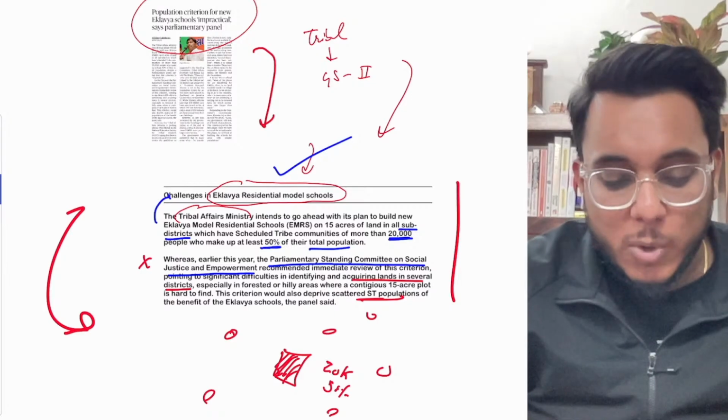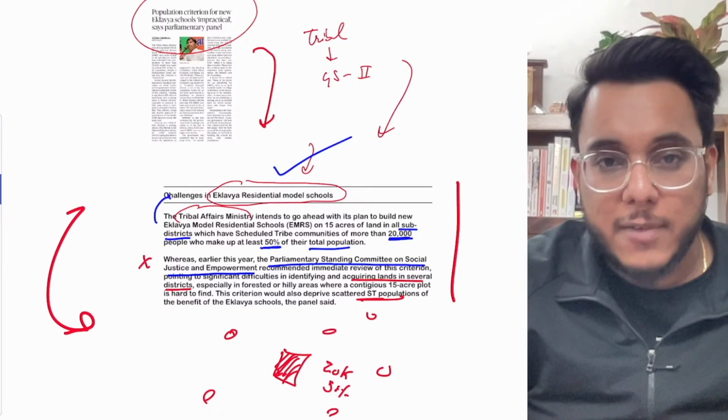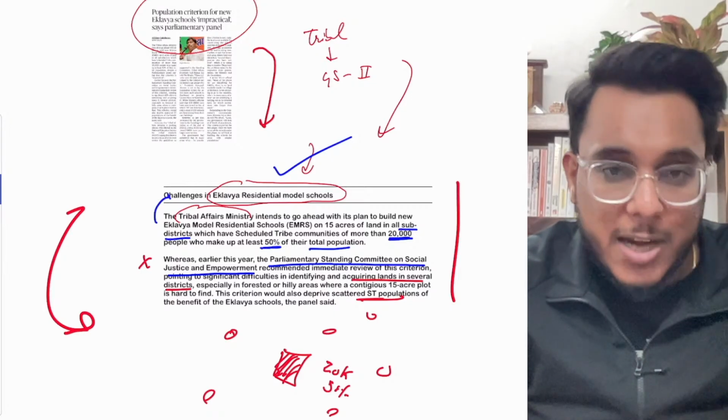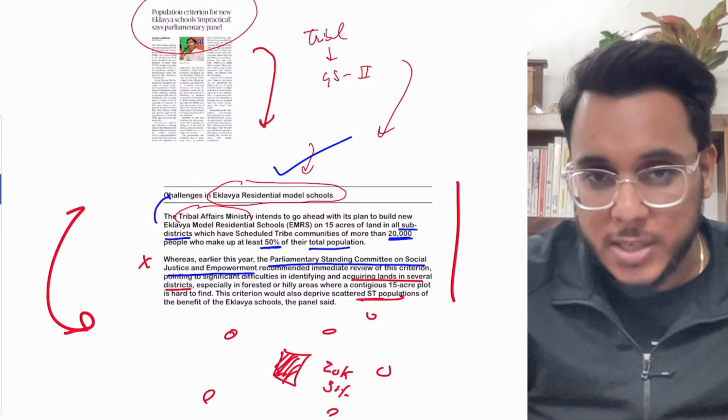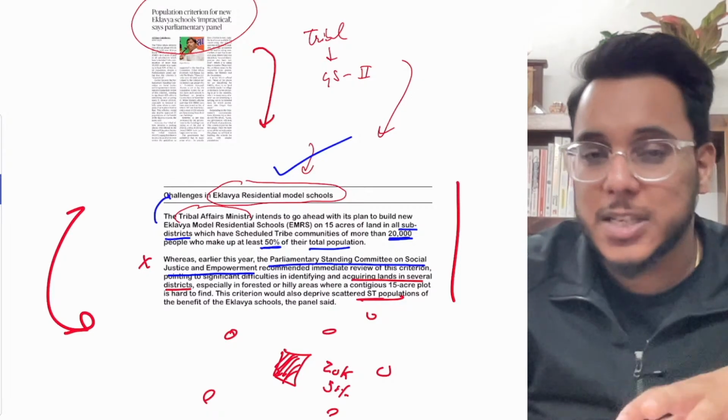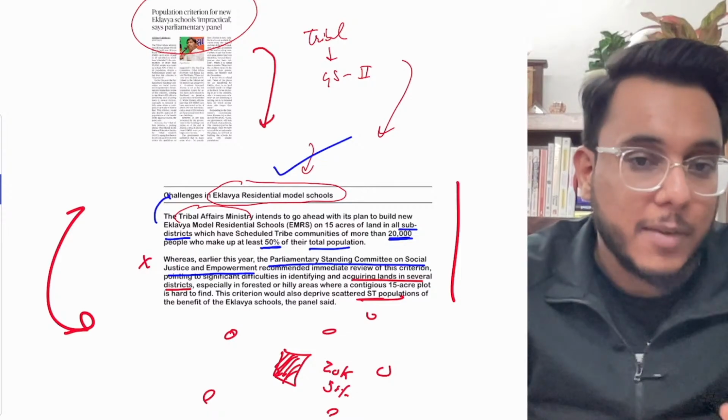Now when we talk about GS paper number 2, government welfare schemes and their critical evaluation is clearly mentioned there. So there also we can give such examples to complement our answers.